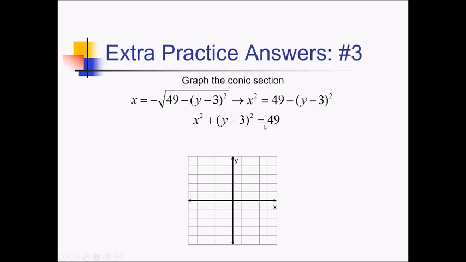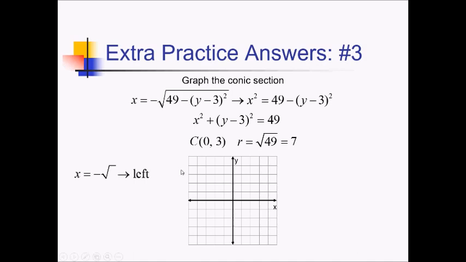And now I've got something that looks kind of like a circle. So the center, if this were a circle, would be (0, 3). And the radius would be the square root of 49, which would be 7. But now I have to figure out what part of the circle I'm actually graphing. Well, since I have x equals a negative square root, the x tells me this is either left or right, and the negative tells me I have the left half of the circle to graph here.